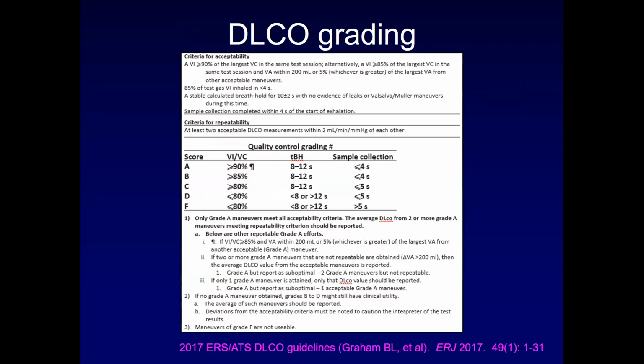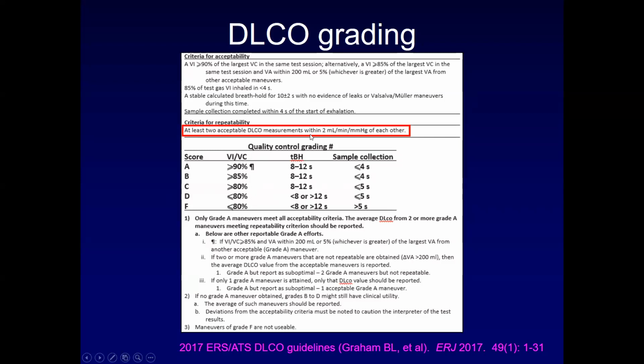This is a chart that most of our fellows keep close at hand when they're looking at diffusion capacity maneuvers, and it basically defines the quality of the test. We give it, just like in grammar school, an A through F rating, and testing has to meet certain criteria to be classified in any of these. But remember that the criteria for repeatability of the test is they have to be within 2 milliliters per minute per millimeter of mercury of each other.